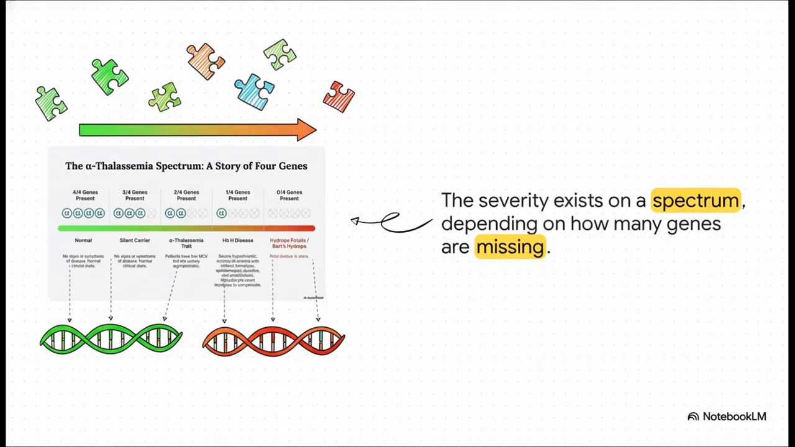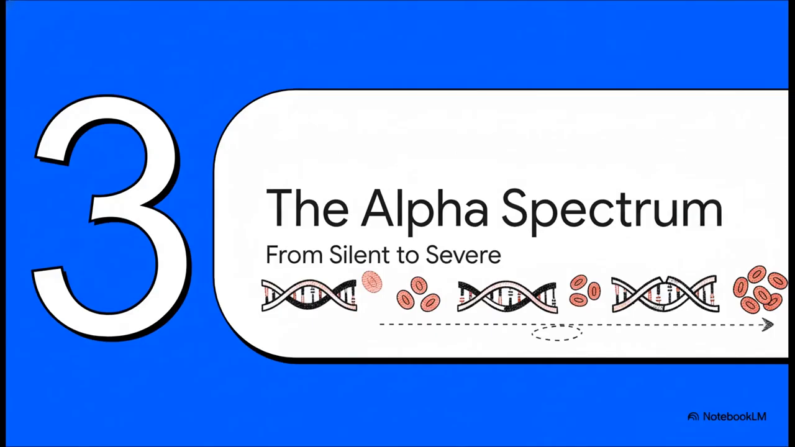This is not some all-or-nothing condition. It's a spectrum, a sliding scale of severity that lines up directly with how many genes are missing. As you can see, the more pieces of that blueprint that are lost, the more severe the outcome gets. So let's break this down. Let's take a closer look at this spectrum, going from just 1 missing gene all the way to 4.